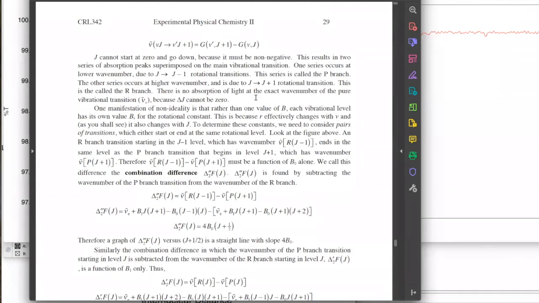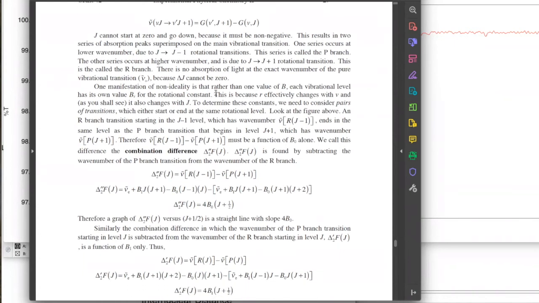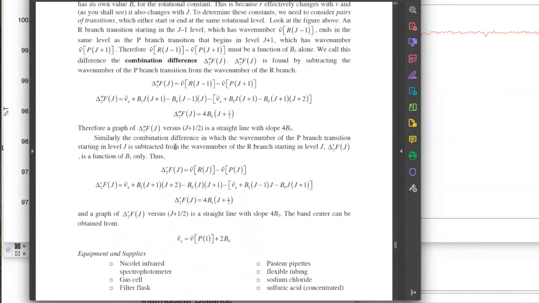Now we want to determine the rotational constant. There's going to be a rotational constant for V equals 0. And because the bond length stretches in V equals 1, there'll be a different rotational constant for V equals 1. So we want to determine both of those, and we also want to determine this fundamental wave number. The way we're going to do that is by using what's known as combination differences. Let me show you the second one here first.